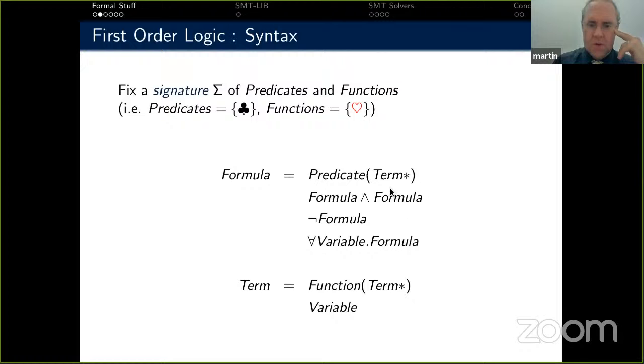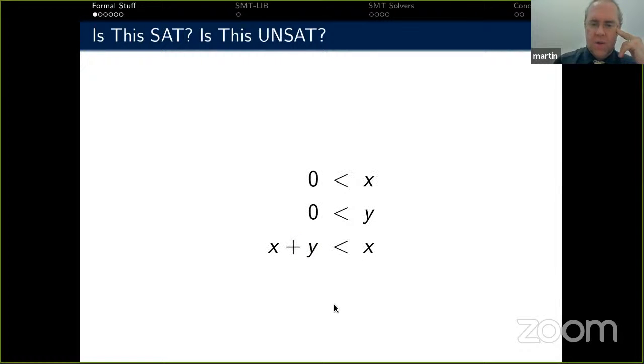And the terms, so things that appear inside your predicate, they're either functions or variables. So in this case, the less than symbol is our predicate. That's the thing that's either true or false. And it's been applied to two terms, a 0 and an x, and the same one, a 0 and a y. And on the bottom one, the predicate part is the less than, and it's two terms, and one of those terms is made up of a function application. Okay.